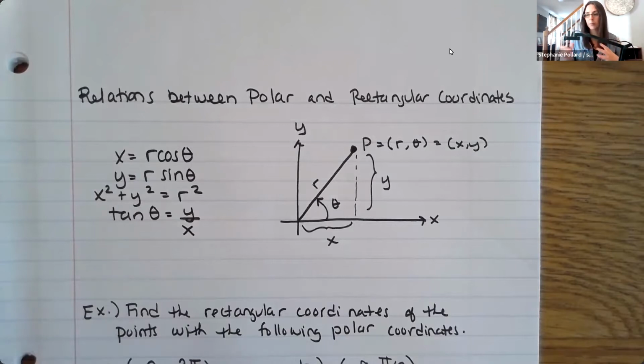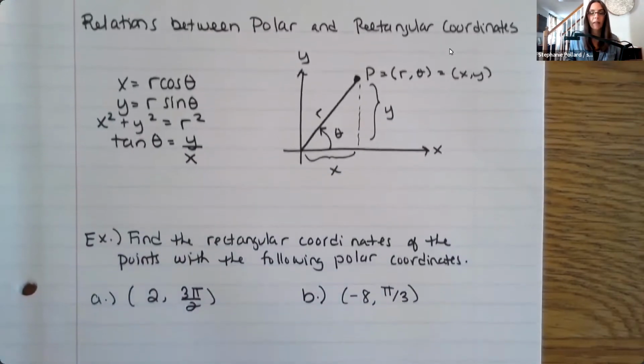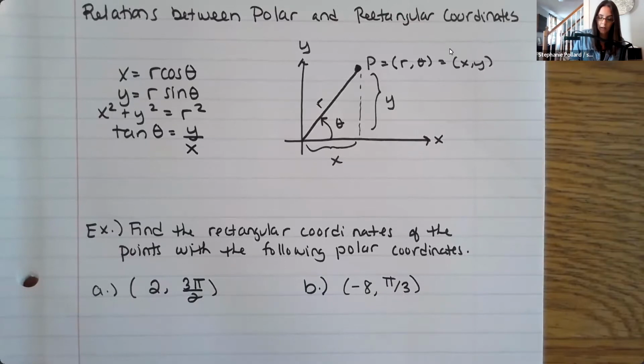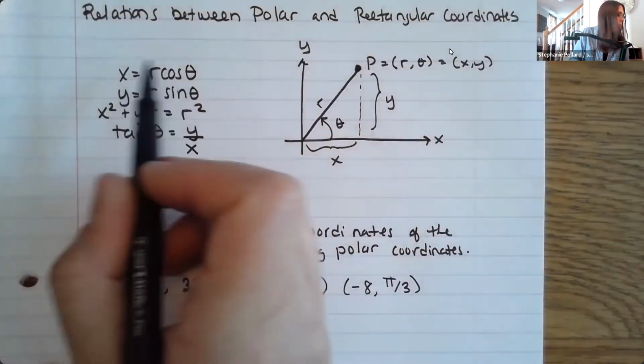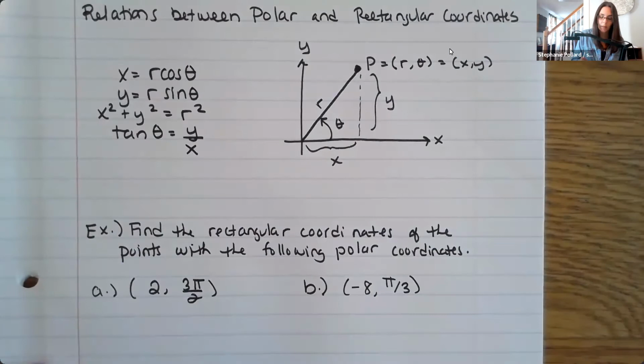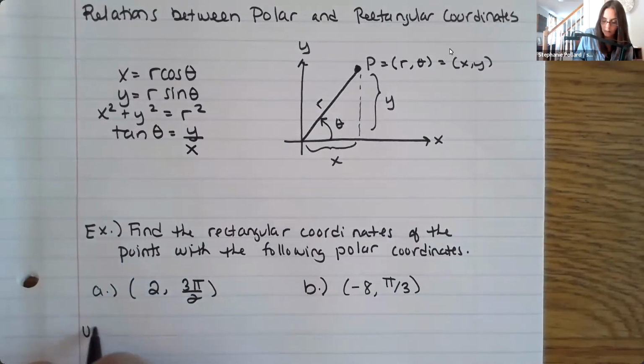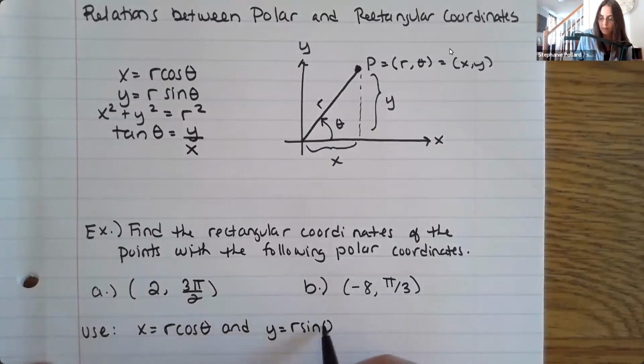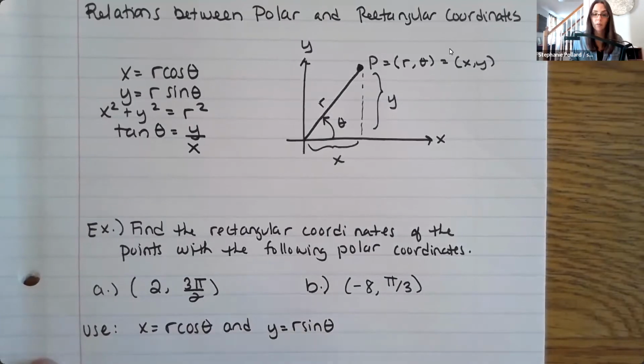So we're going to try converting both ways. First, we're going to find the rectangular coordinates for the polar coordinates. And this is, I think, the easier way, going from polar back to rectangular. So what we do here is we use the first two formulas. And that's all we're going to do to convert back.